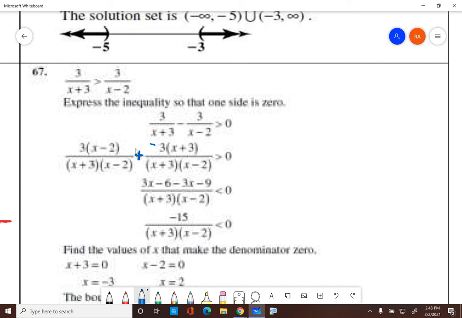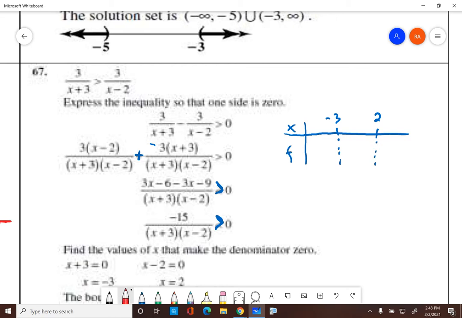And I want to know, for some reason, this flipped. So I'm just going to keep these signs the same. This is greater than, and this is greater than. Okay, so I want to know when this thing is greater than 0. Well, this rational expression doesn't have any x-intercepts because it's just a negative 15 up there. That never equals 0. But it does have 2 vertical asymptotes. So those are possible places where I can change sign from positive to negative or vice versa.